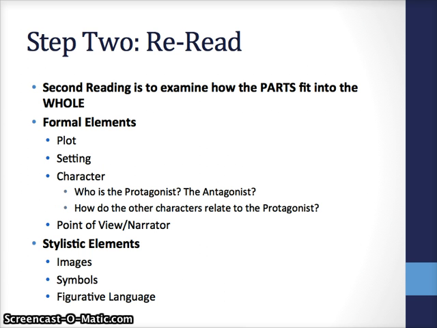Character. Who is your protagonist? Remember, the protagonist is the character you know the most about, the main character. You don't necessarily have to like them, and they don't necessarily have to be the best person in the story. The antagonist is the person or the thing that is actively working against the protagonist.